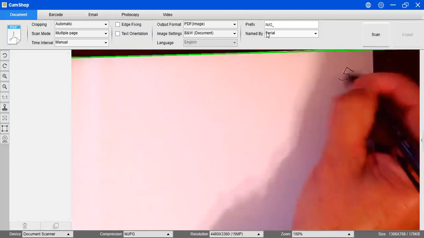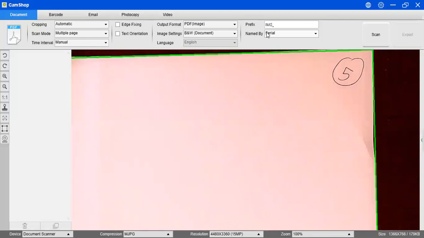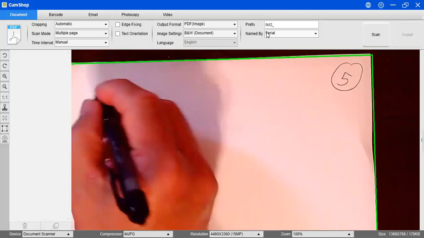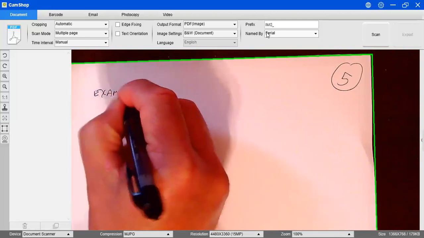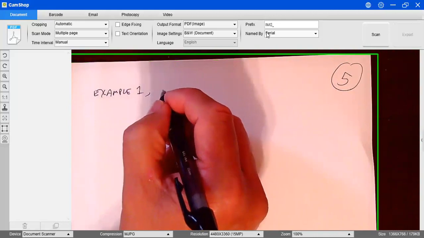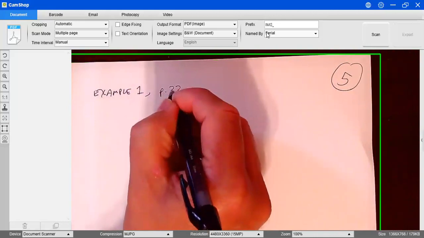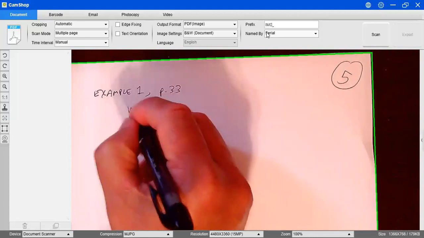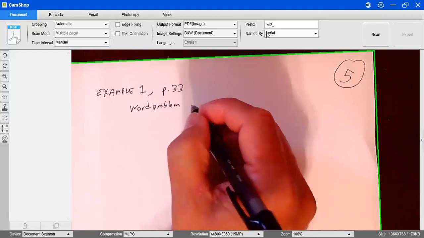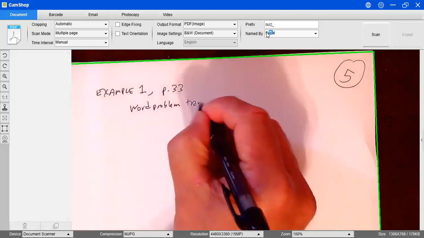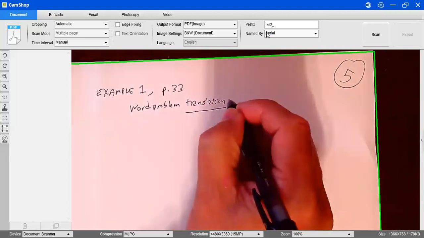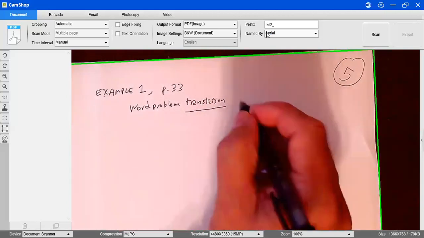So we're going to solve the first example. The first example from your book regarding numbers is going to be example 1. Example 1 is on page 33, and it's going to be a kind of word problem where we're going to do some translation. We're going to start doing some translation from English to algebra.